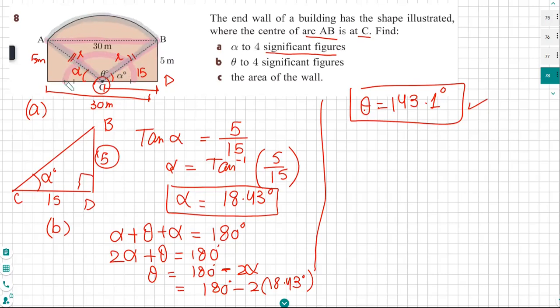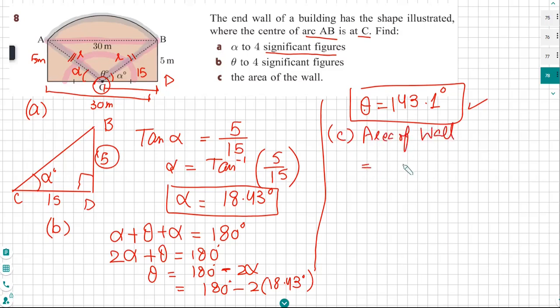And the leftover part of this wall will be two triangles, right? And both triangles are congruent triangles. So if we find the area of one triangle, we can multiply the area by 2 to get the total area of these two triangles, right? And the sector area can be found by using the formula. Got it?